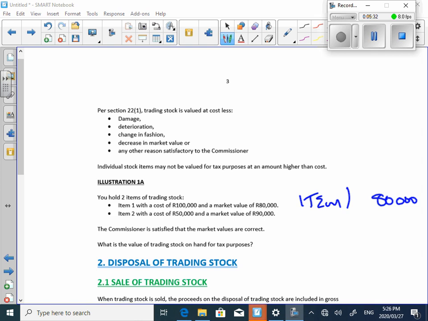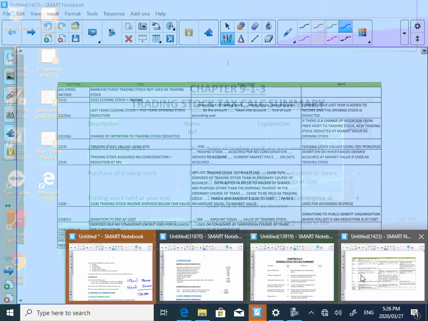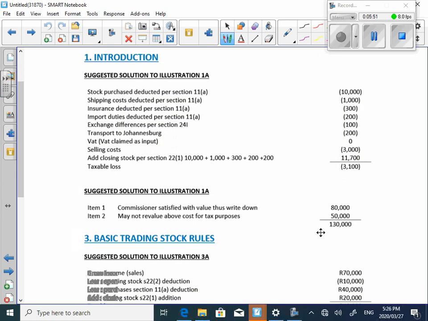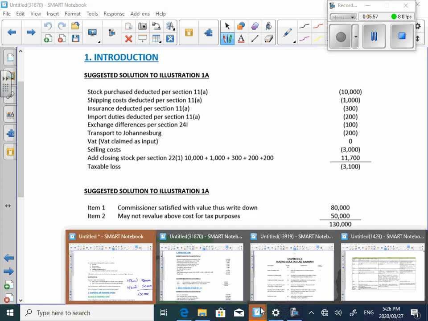Item 2 has a cost of 50 and a market value of 90. So item 2, what are we going to value it at? It has to be valued at cost. You cannot revalue it up in terms of section 22(1) of the Act. Therefore, your closing stock is going to be valued at 130,000 Rand. And having a look at the solution, there it is. Suggested solution to 1A. That's how you got to value your trading stock.